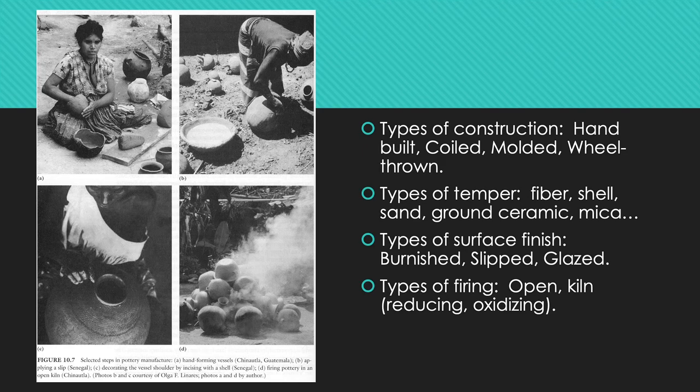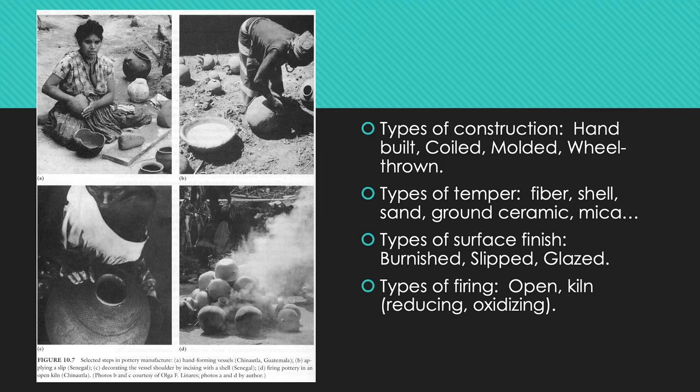What's also interesting is that you have different kinds of construction. There's hand-built, coiled, molded, wheel-thrown. I'll show some examples of those here, as well as different kinds of temper. That temper is a grit or material that's added to the base clay of the ceramic in order to improve its thermal properties, so that as it's heated up and cooled down in the firing process, it doesn't crack and it's not destroyed in that process. And this temper can be fiber or shell, sand, ground ceramic, even mica that can make for a beautiful kind of surface to the material.